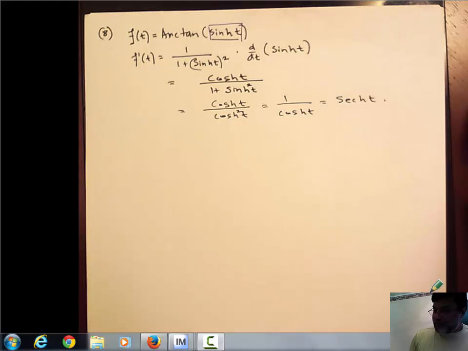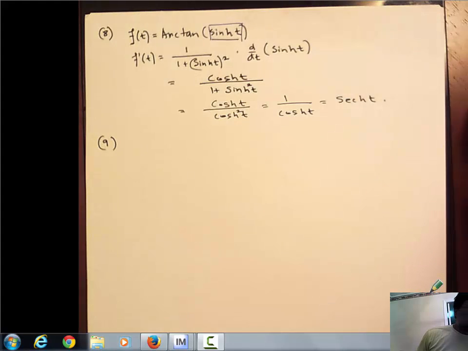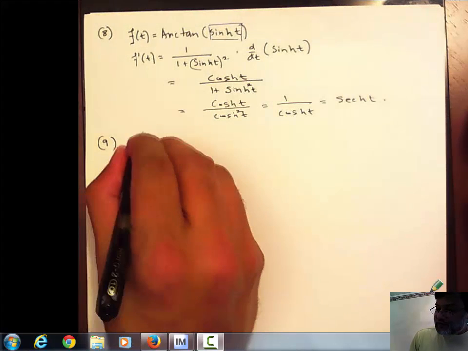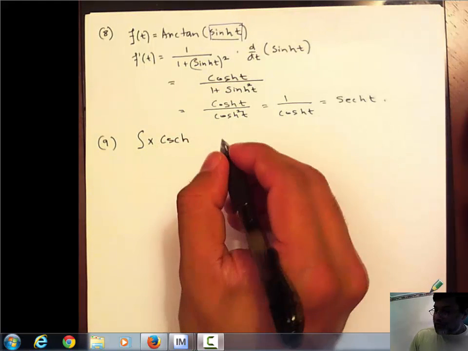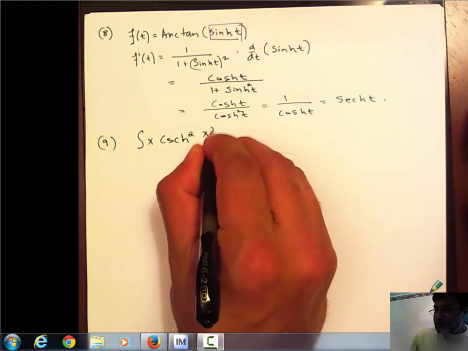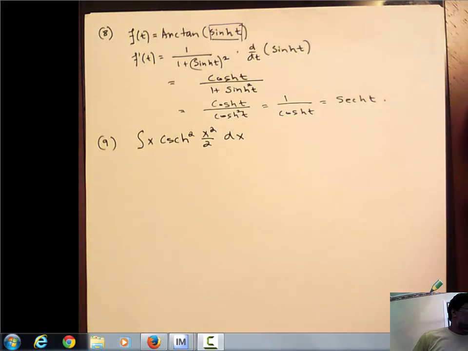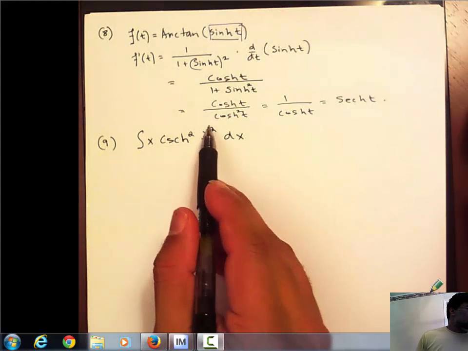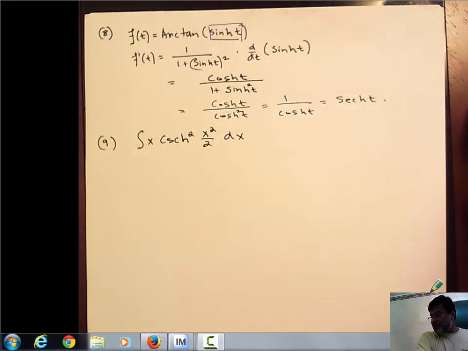Alright, move on to number 9. Find the indefinite integral of x cosecant hyperbolic squared of x squared over 2 dx. Now, you've got to be careful here. Make sure that you understand that this is the argument x squared over 2. X squared over 2 is not just multiplied to cosecant hyperbolic squared. Okay? Alright, so you guessed it, u substitution.